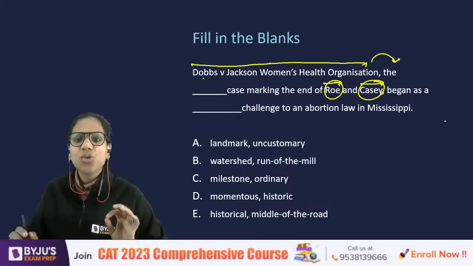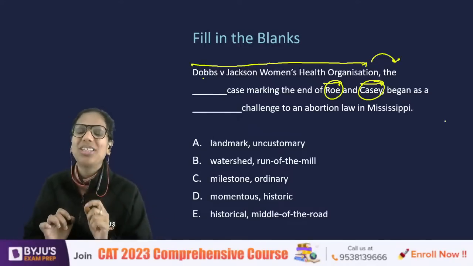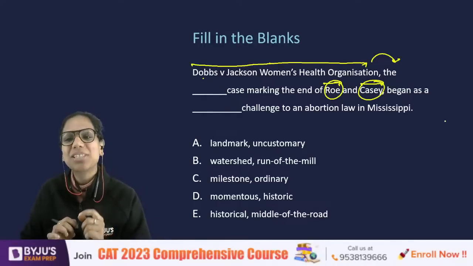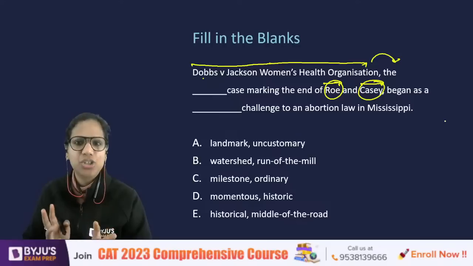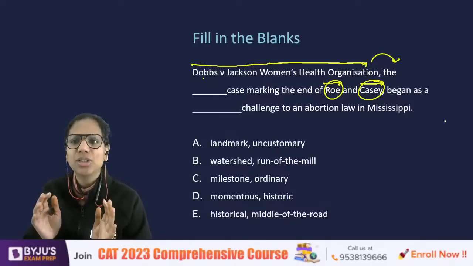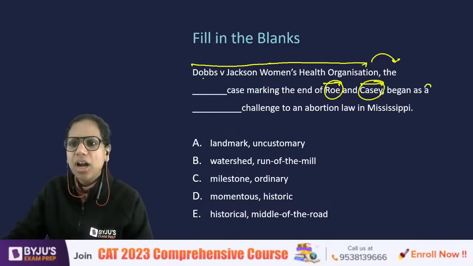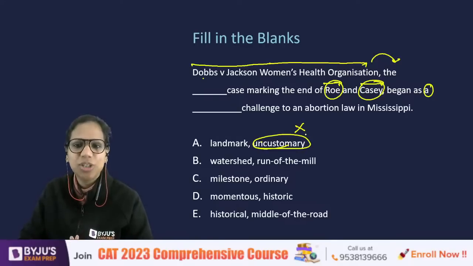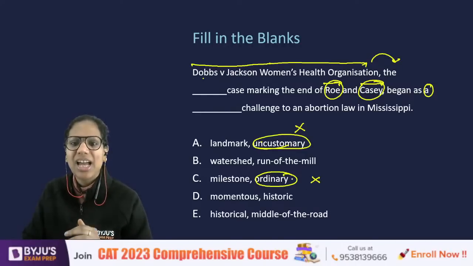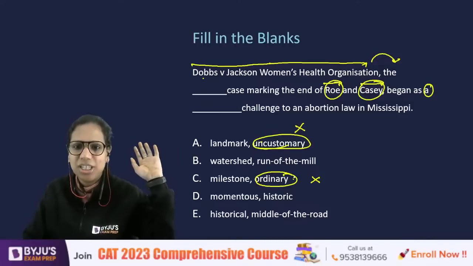So here grammar can help you. Something that I wanted to show you. Sometimes grammar can help, so make use of that help. First of all, I need adjectives in both the blanks. I think that is clear to everybody. Also, articles can help. As a uncustomary, no, we can't write a uncustomary. An uncustomary it would be, right? So a does not fit here. A ordinary does not fit here. So A and C are eliminated.